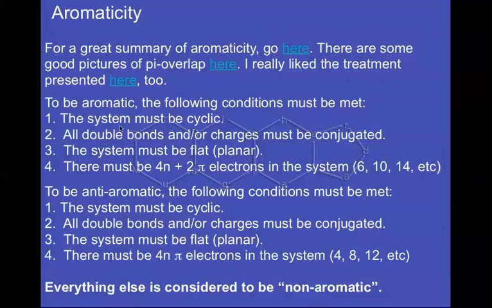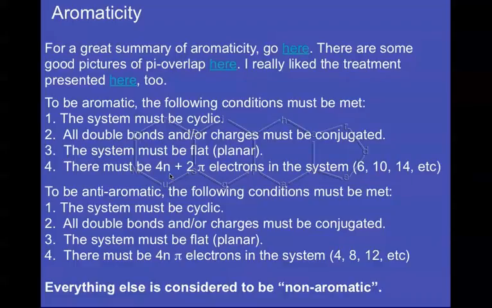First of all, the system must be cyclic. That was like with benzene, that was a cyclic system. And all the ones we've talked about so far have been cyclic systems. All the double bonds must be conjugated. That means they must be alternating: single, double, single, double, single, double. And all the ones we talked about were like that. Thirdly, the system must be flat or planar. And we needed that so that all the p orbitals overlapped. And lastly, for aromaticity, we must have 4n plus 2 pi electrons in the system, where n is any integer.